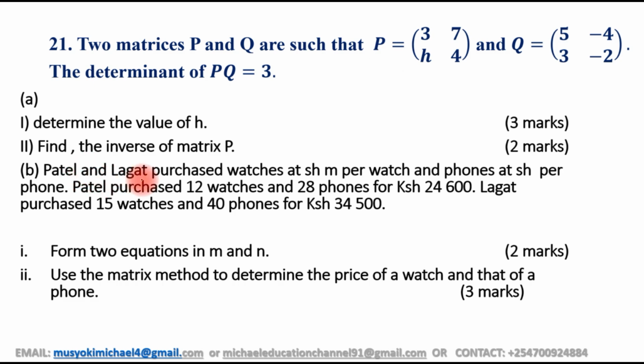Then part B, Patel and Lagat purchase watches at M shillings per watch and phones at N shillings per phone. Patel purchased 12 watches and 28 phones for 24,600 shillings. Lagat purchased 15 watches and 40 phones for 34,500 shillings. So we need to form two equations in M and N, and then we use matrix method to determine the price of a watch and that of a phone.